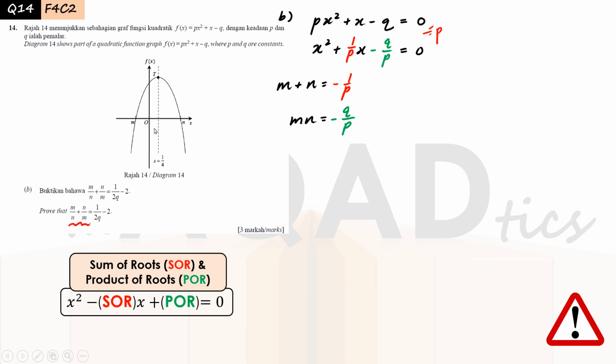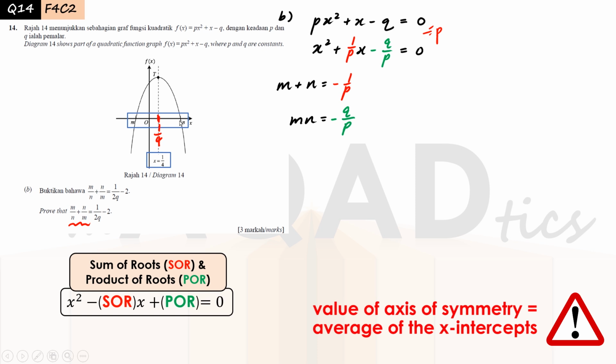So just now I mentioned that the axis of symmetry here is the middle line of the curve, right? So if this is the middle line, this means that this point 1/4 is actually the average of these two values, right? Because this curve is symmetric, the left side and right side have the same shape. So if I add up these two values and divide by 2, then it will be 1/4. Okay, so we can form another equation on this.